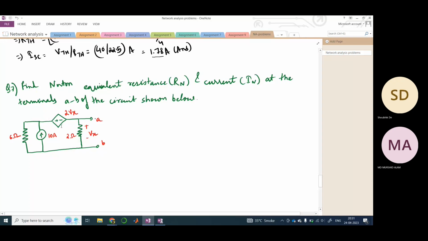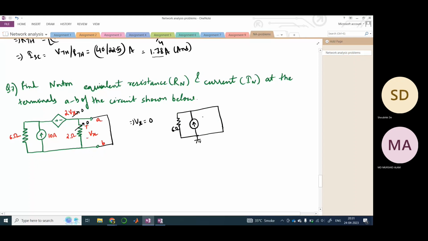For finding out the Norton current, we need to short this terminal here, right? Once you short this terminal, this is gone, this is equivalent to 0. Therefore, Vx would also be equal to 0, and therefore this is also gone, right? So what is your equivalent circuit remaining? This is 10 ampere, and this is connected to ground directly, right?